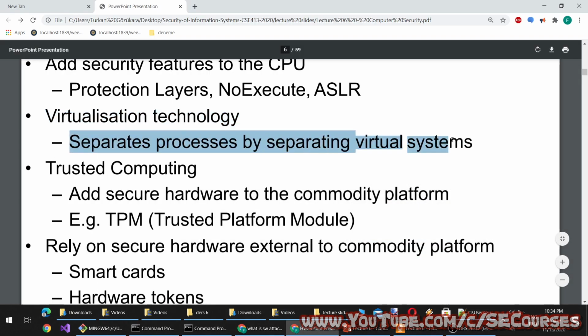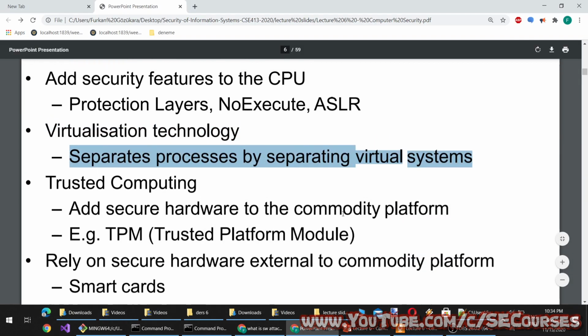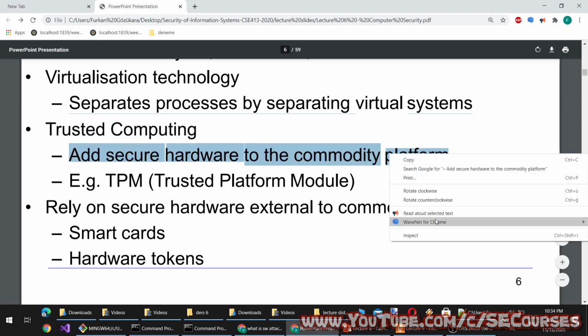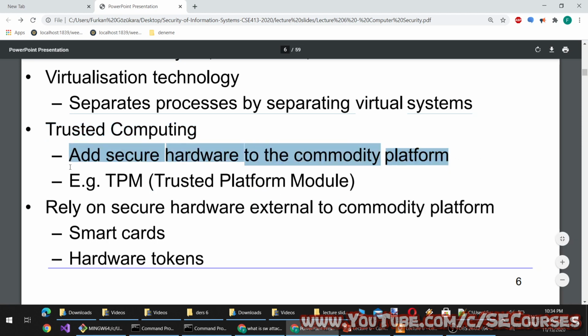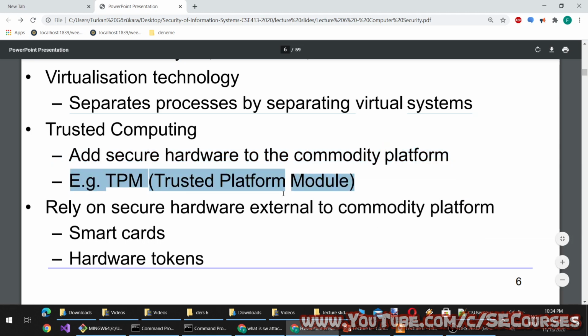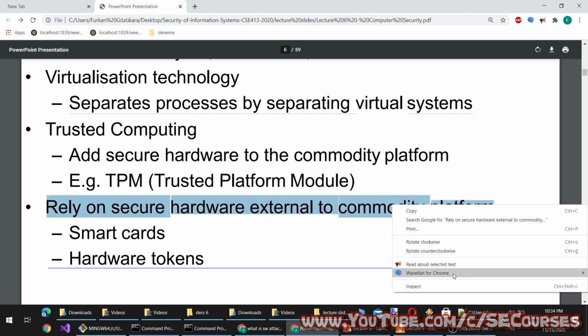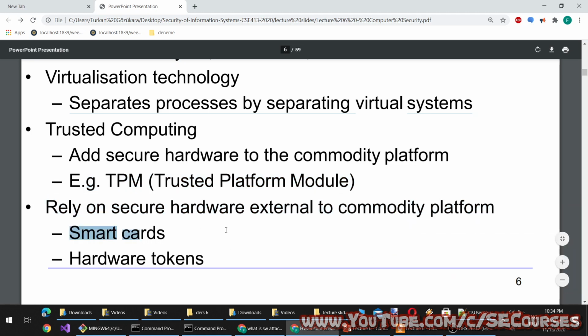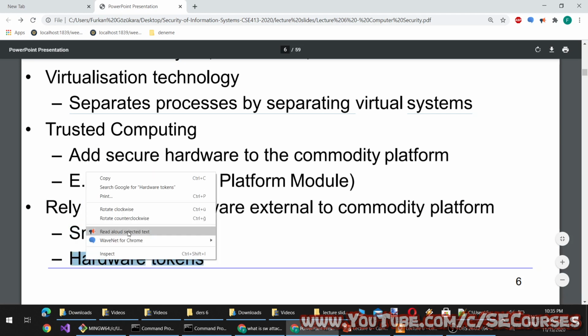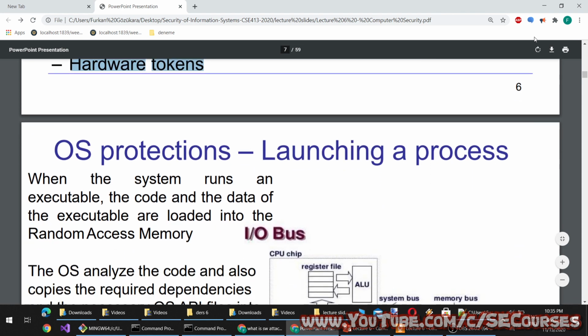Virtualization technology separates processes by separating virtual systems. This is commonly used technology. Trusted computing adds secure hardware to the commodity platform, e.g. TPM, Trusted Platform Module. Others rely on secure hardware external to the commodity platform: smart cards, hardware tokens.